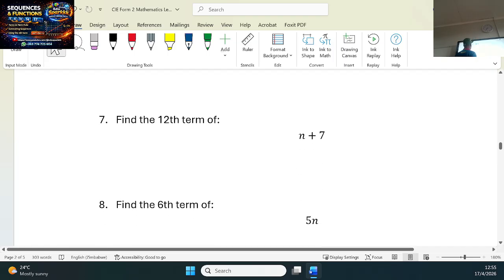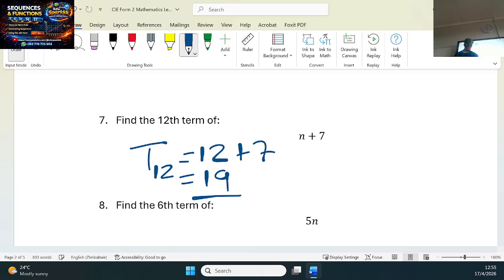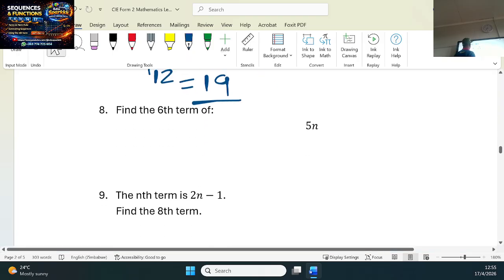Then moving to number 7, we are given a formula there to say if we want to find any term, we need the position plus 7. So here we're interested in position 12. So we are going to say the term on position 12 is going to be where there's n, we replace it with the position. So it's 12 plus 7 gives us 19. So it means on position 12 we have 19.